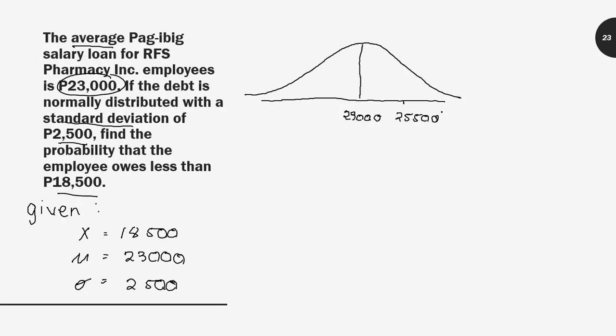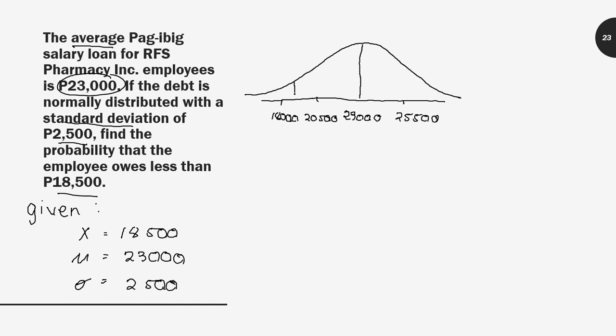Okay? So 23,000 minus 2,500, that would be 20,500. So kulang pa din po. So babaan pa natin. And then yung 20,500 po, babaan pa natin siya, minus pa tayo ng 2,500. And ang magiging answer po natin will be 18,000. Okay? So sa 18,000, kulang na siya for 18,500.